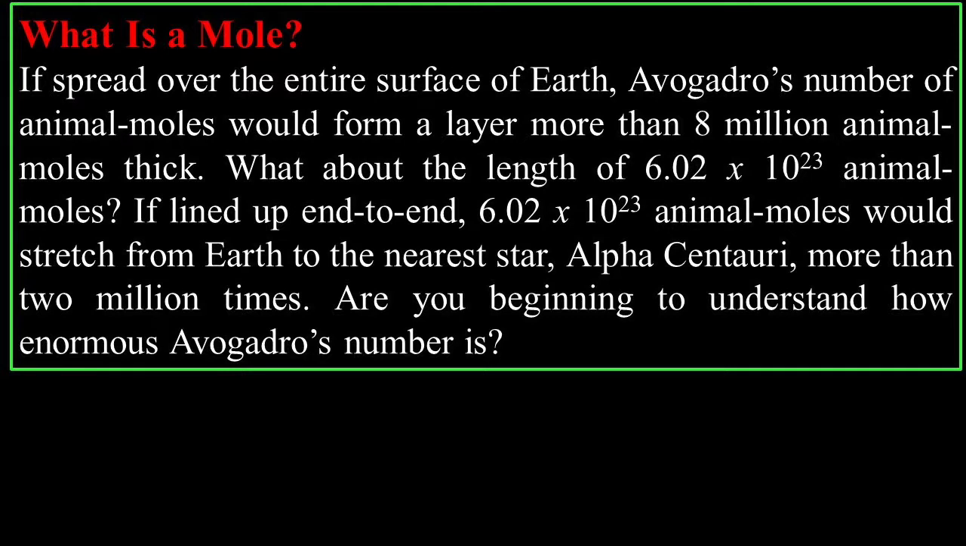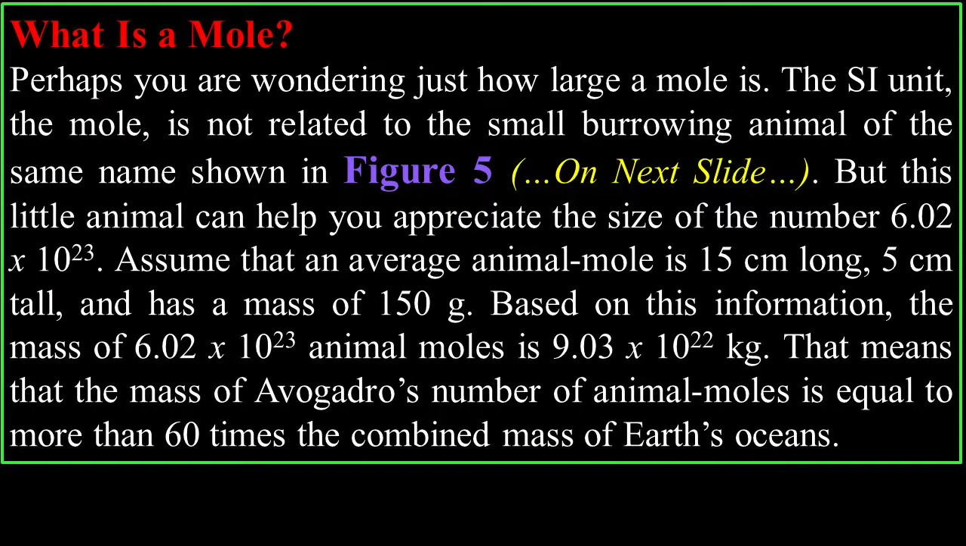If spread over the entire surface of Earth, Avogadro's number of animal moles, in other words, the little guy that burrows in the ground, would form a layer more than 8 million animal moles thick. What about the length of 6.02 times 10 to the 23rd animal moles? If lined up end to end, they would stretch from the Earth to the nearest star, Alpha Centauri, more than 2 million times. Are you beginning to understand how enormous Avogadro's number is? Now remember, an animal mole is just an animal, a mole of animals, a mole of moles.